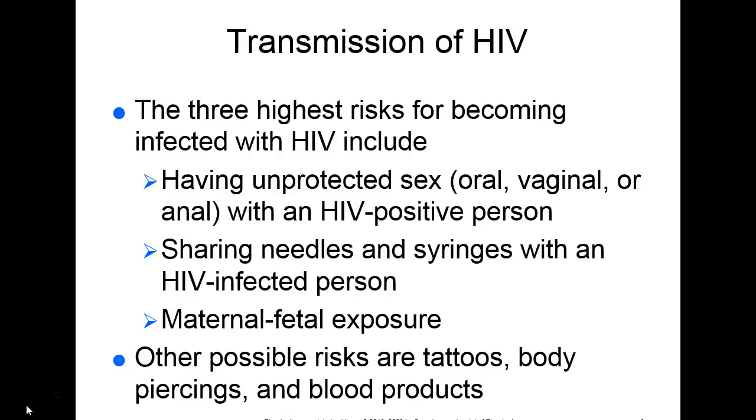Transmission of HIV. On this slide, you'll see the 3 highest risks for becoming infected with the HIV virus. These include having unprotected sex, oral, vaginal, or anal, with an HIV positive person. The highest new incidence of HIV still occurs with men having sexual intercourse with men, even though there are many other ways of transmitting HIV. That's basically still the highest reason for people contracting HIV.